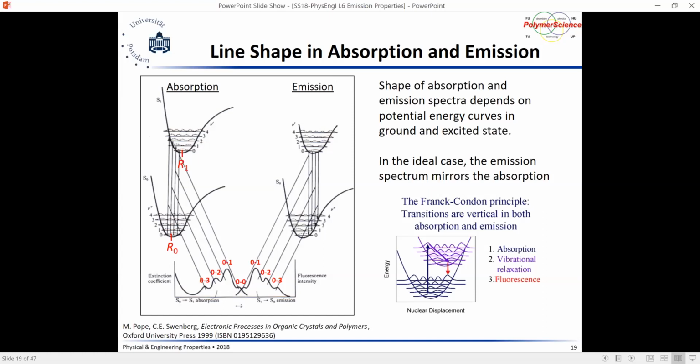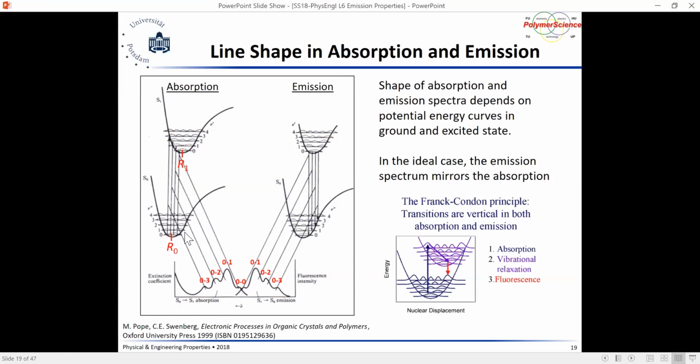From nu 0, S1, we can then reach different vibronic levels of the S0 electronic state. And depending on which vibronic levels we reach, we essentially generate the emission spectrum, the line shapes of the emission spectrum. So in an ideal case, the emission spectrum mirrors the absorption spectrum in the sense that there's no Stokes shift, no shift between the 0-0 transition in the absorption and emission, and all the relative intensities of the peaks are the same in emission and in absorption.